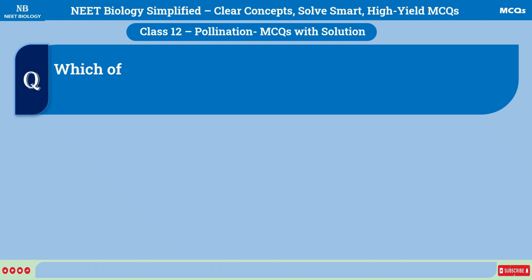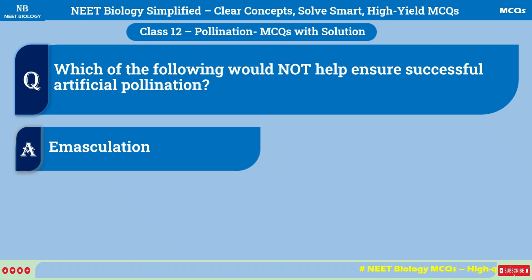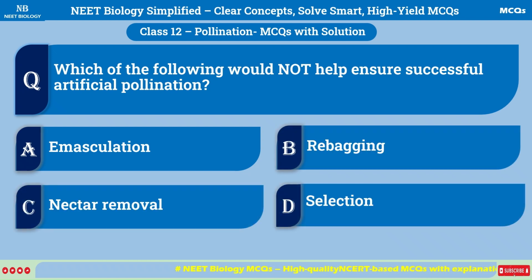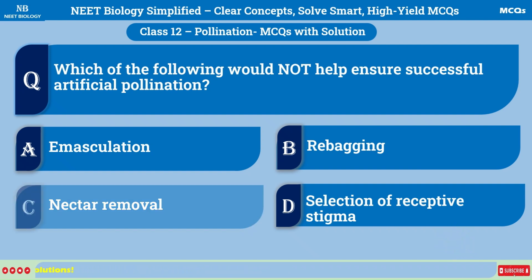Which of the following would not help ensure successful artificial pollination? A. Emasculation. B. Rebagging. C. Nectar removal. D. Selection of receptive stigma. Correct answer is C. Nectar removal.